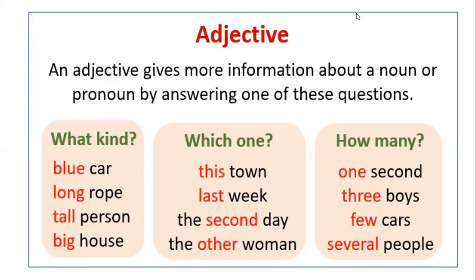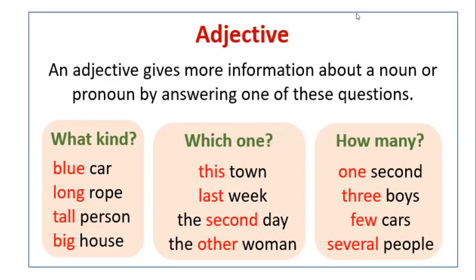And we also use adjectives to answer the question, how many? We say one second, three boys, few cars, several people. In this case, we are using numbers also as adjectives. All the words in red in this case are adjectives.